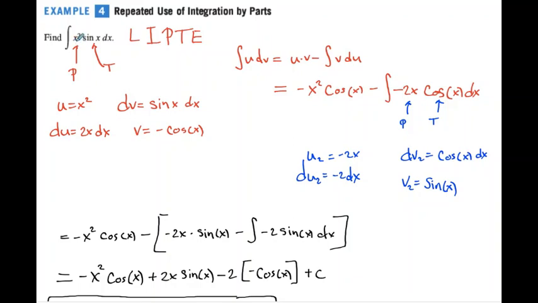And sine x is one of those infinitely integrable functions. Cosine x is an infinitely integrable function, and so is e to the x. So if we have a power of x paired up with sine, cosine, or e to the x, we would use this process. And the exponent on x tells us how many times we would have to use this process.